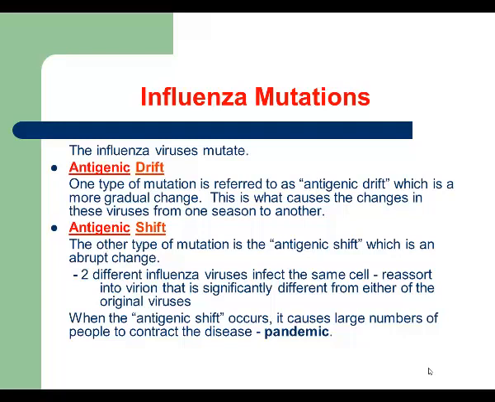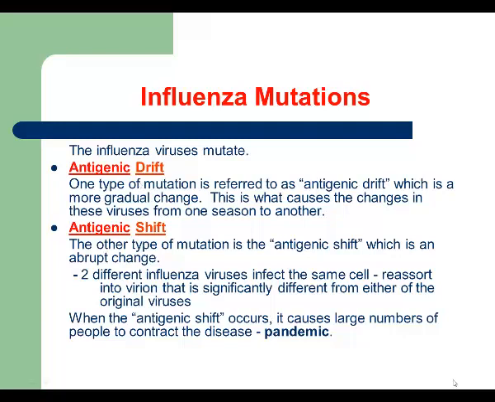There are 2 types of mutations that can be performed by influenza virus. The first one is called antigenic drift. Antigenic drift is a mild or gradual mutation. It usually happens every year, every season. As a result of antigenic drift, we have the same virus but different strain.